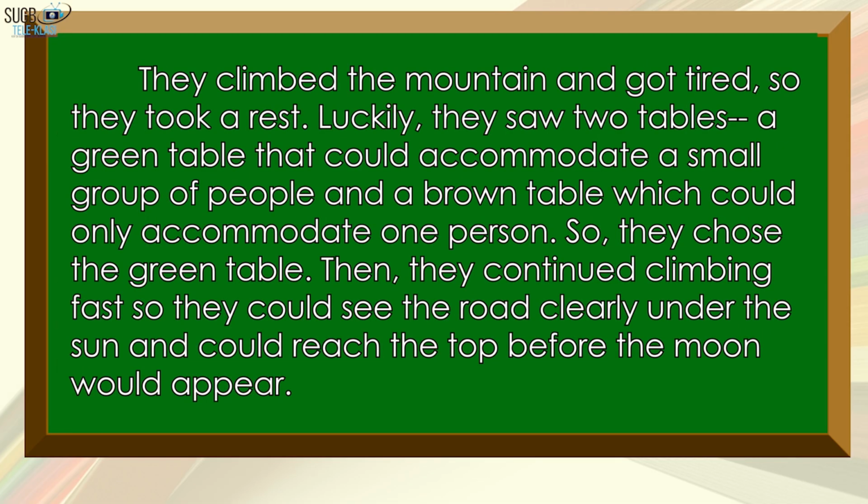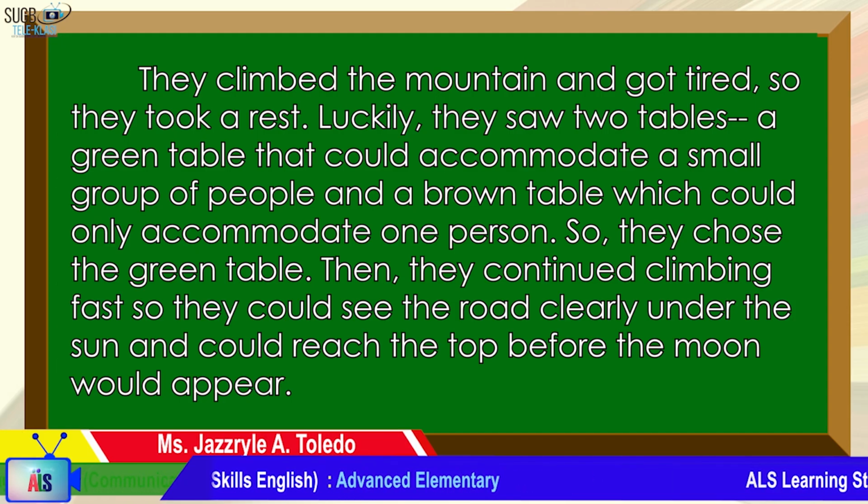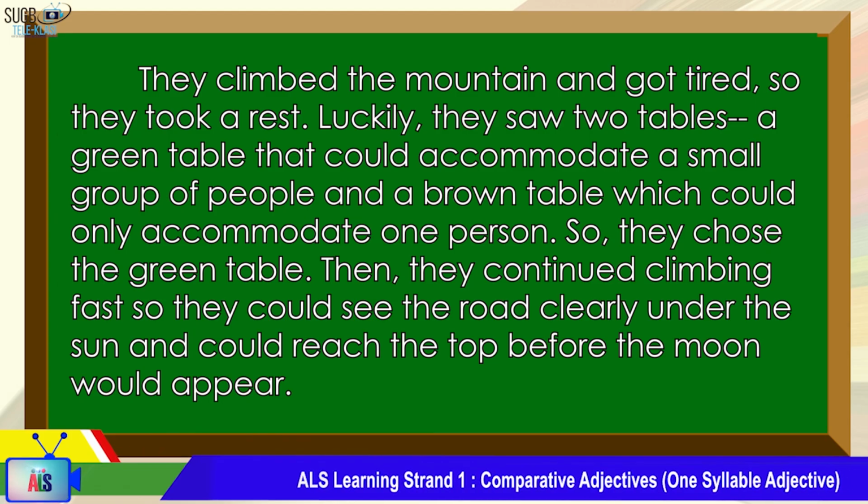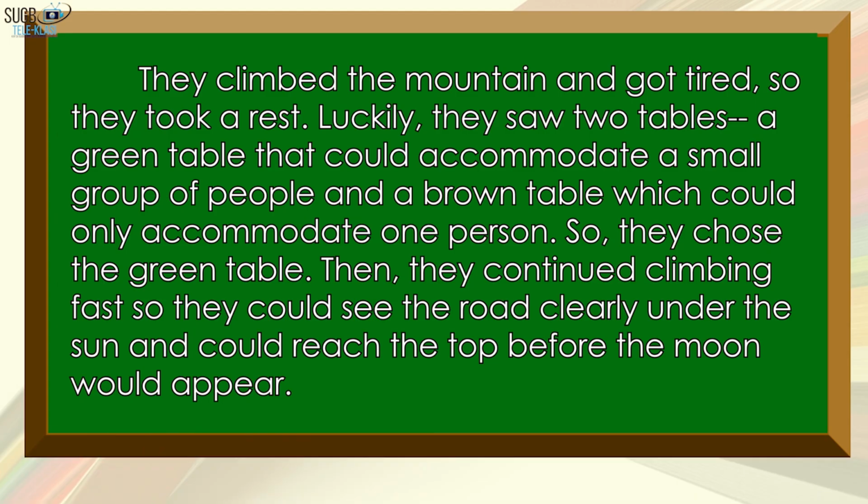They climbed the mountain and got tired, so they took a rest. Luckily, they saw 2 tables, a green table that could accommodate a small group of people and a brown table which could only accommodate 1 person. So, they chose the green table. Then, they continued climbing fast so they could see the road clearly under the sun and could reach the top before the moon would appear.